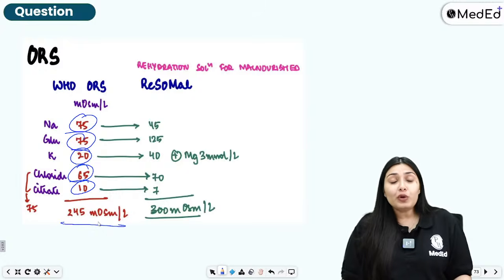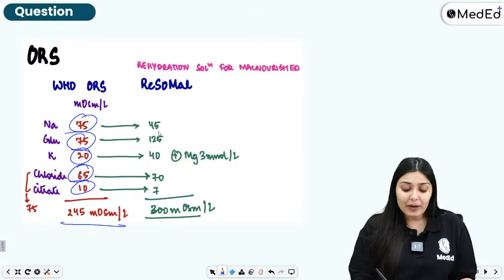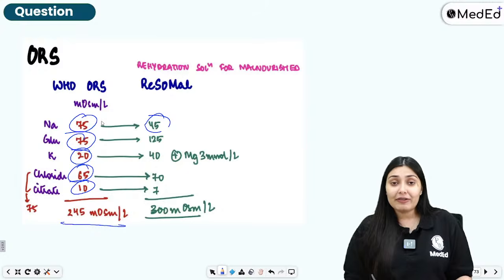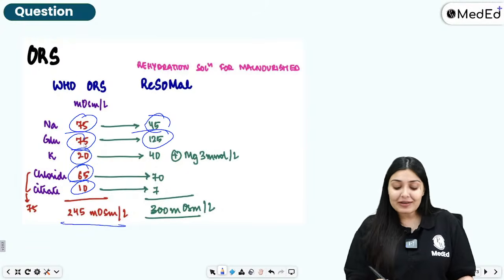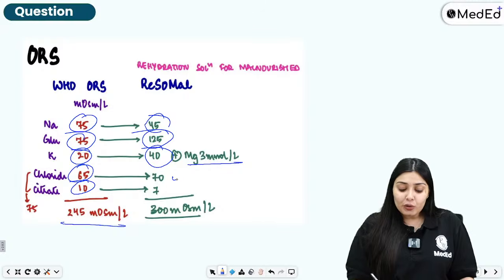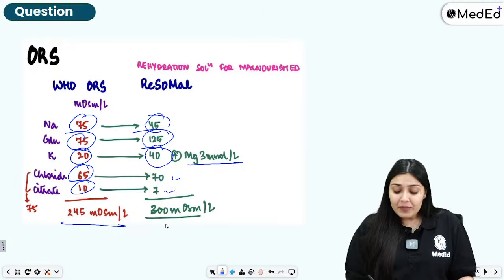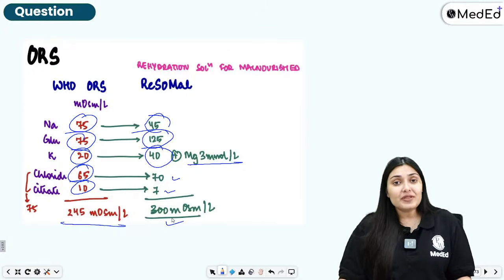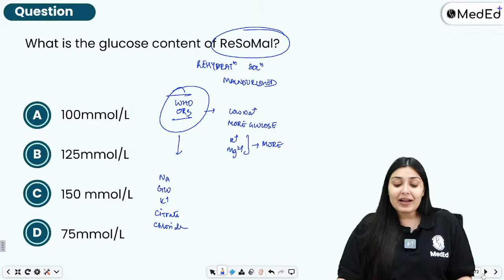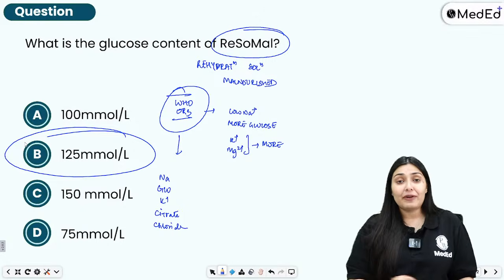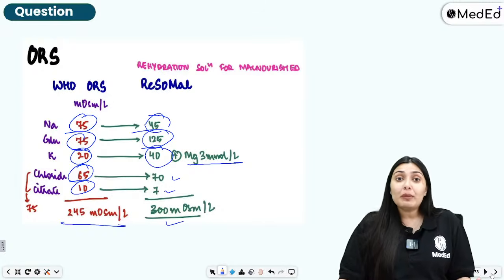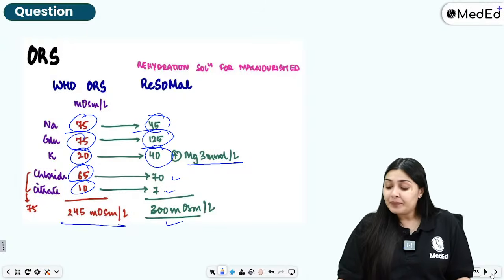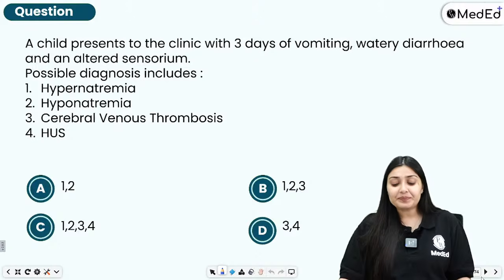In Risomol, I told you what has to be decreased. Sodium has to be decreased, so sodium is 45. Glucose has to be increased, 125. Potassium has to be increased, 40. Right? And the rest, we add magnesium. Chloride and citrate are somewhat similar only. Then the total osmolarity becomes 300. So in this question, they were asking about the glucose content. It's 125. Right? So remember this table of differences between your normal WHO ORS and Risomol. Now let's move to the next question.